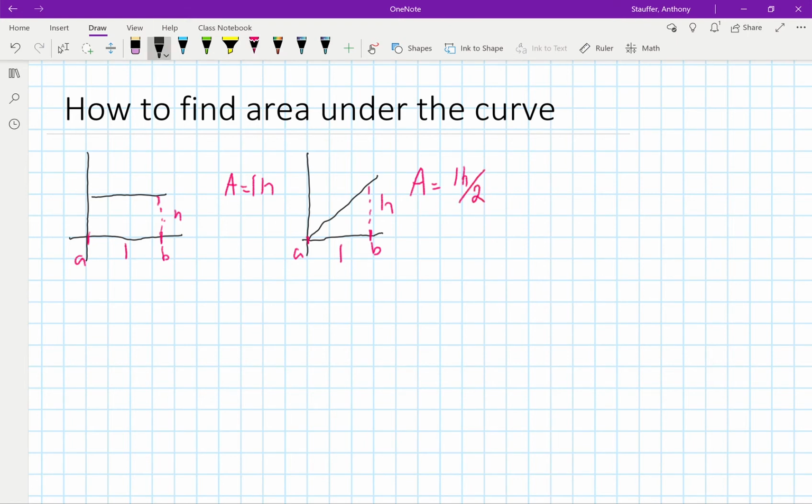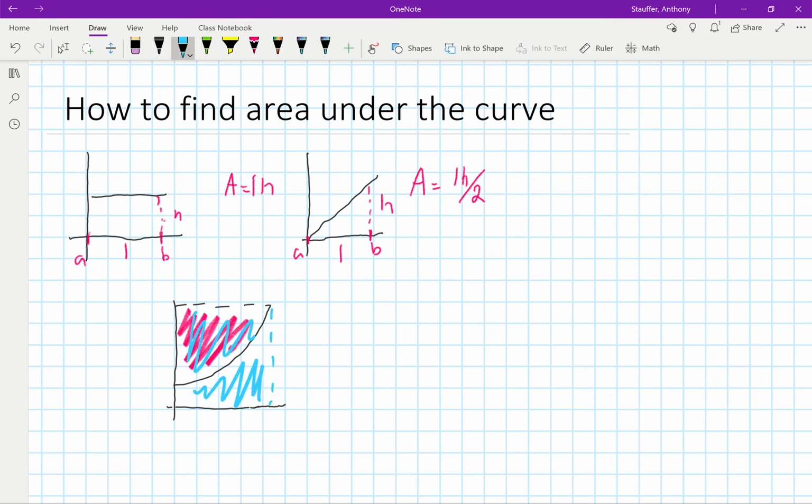Well, that's pretty simple. But now what happens if I have a curve that's slightly different? How would I find the area if my curve instead looked something like this? And this would be pretty hard. Now, some of you may try to do it using the property of exclusion. So you'd find the area of this piece, and then you'd find the area of everything, and then we'd just subtract that red area from the entire blue area.